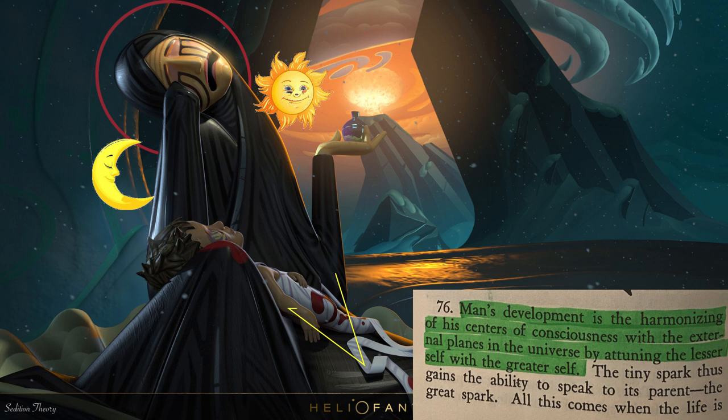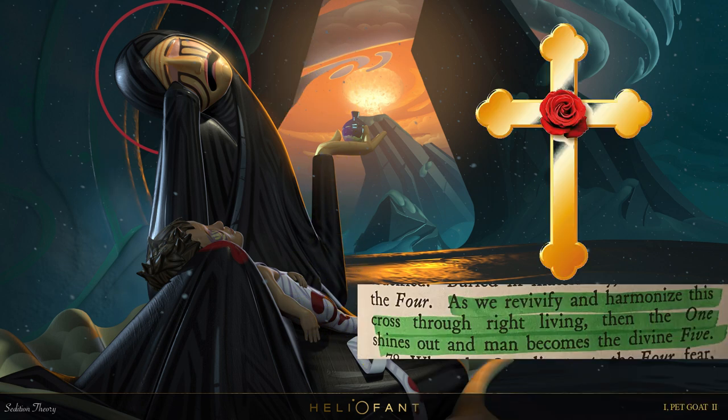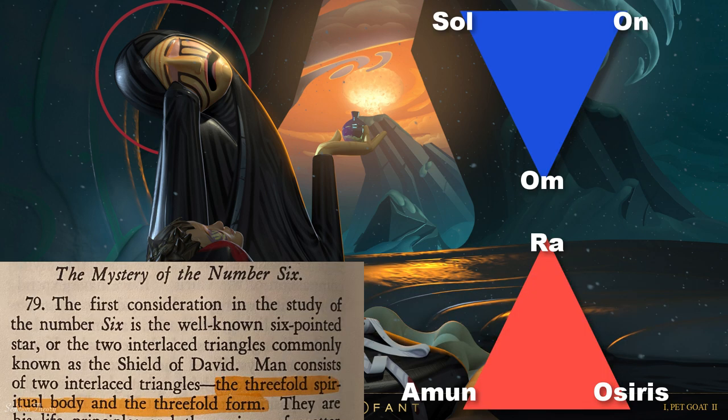Man's development is the harmonizing of his centers of consciousness with the external planes in the universe by attuning the lesser self with the greater self. The tiny spark thus gains the ability to speak to its parent, the great spark. As we revive and harmonize this cross through right living, then the one shines out and a man becomes the divine five. Man consists of two interlaced triangles, the threefold spiritual body and the threefold form.